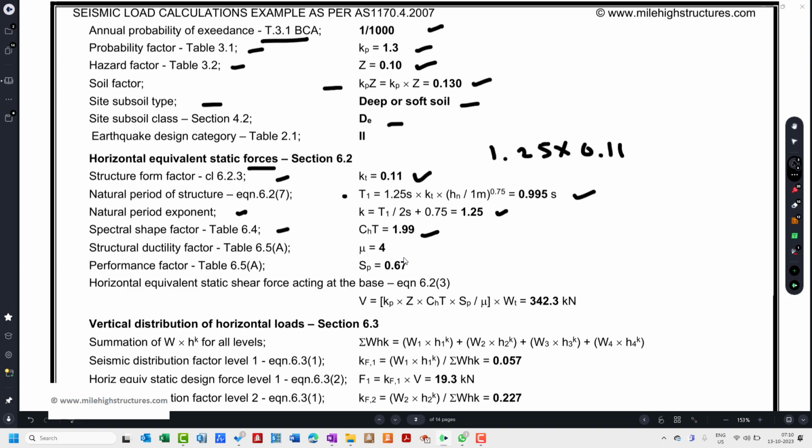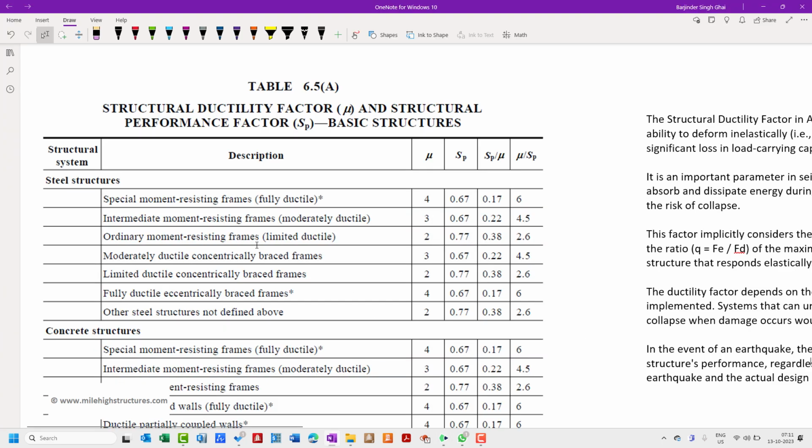After that, the structural ductility factor, table 6.5a. For the moment resisting steel frame, fully ductile, mu and Sp can be simply referred from table 6.5a. So for steel structure, fully ductile eccentrically braced frame, we can see that our mu is basically 4 and Sp is 0.67. These are the values that have been considered here.